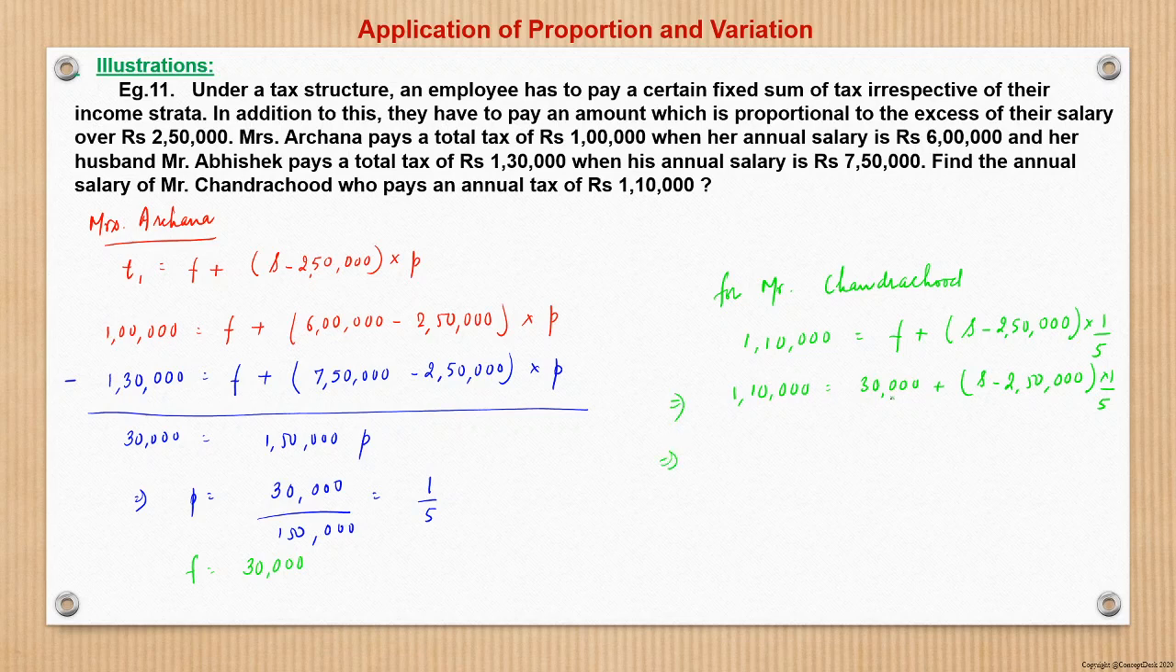So this becomes 110 minus 30, which is 80,000. 80 into 5 is 4 lakhs. So 4 lakh is equal to S minus 2 lakh 50,000. From here we can say that Chandrachud's annual income is 6 lakh 50,000 in rupees. This is the answer to this question.